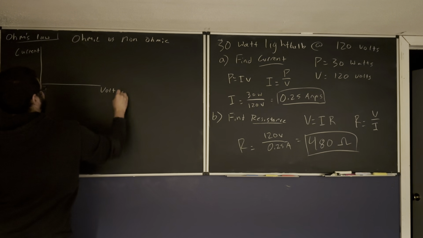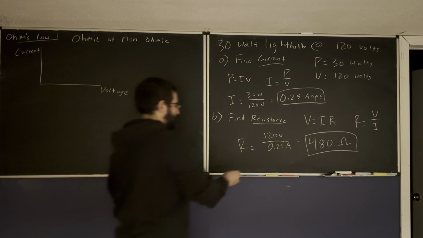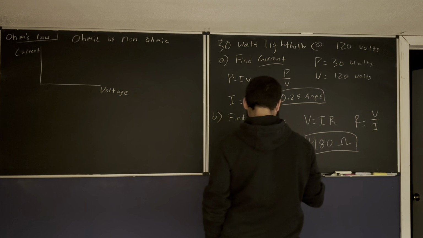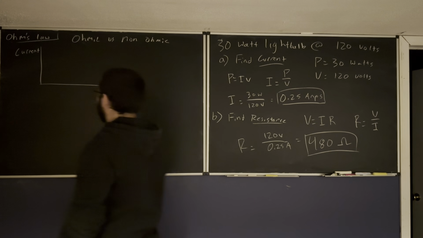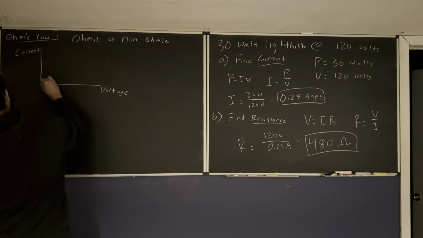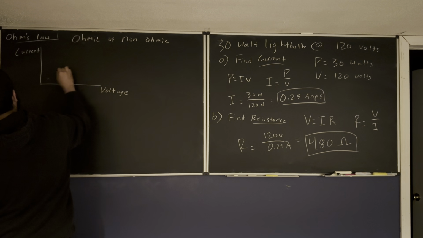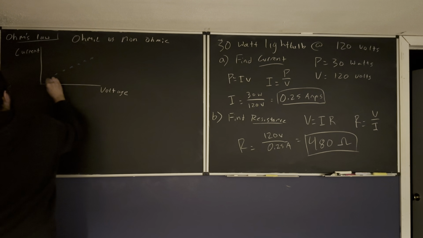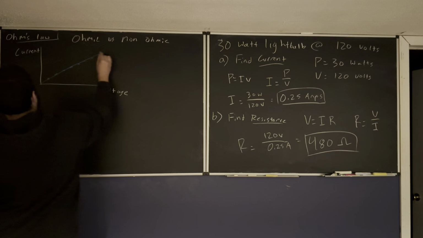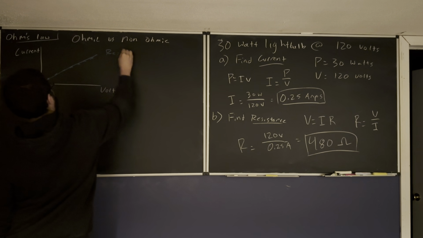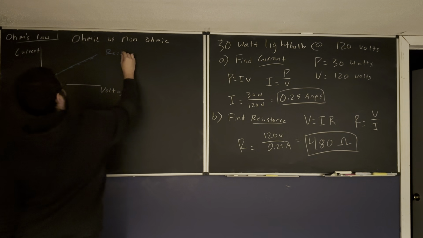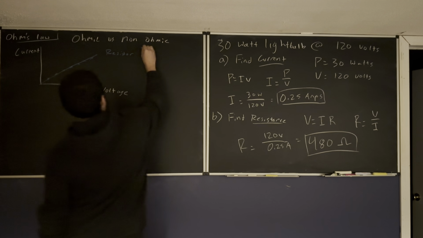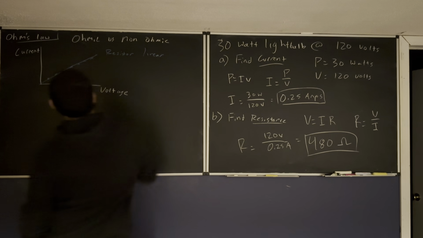for the resistor and for the light bulb. Okay, so basically here I have the resistor. We took a bunch of data points, if you remember, with that lab, and with the resistor, it all came out in a straight line. So the resistor, it was like this. It was linear. This is a resistor, and it's a straight line.